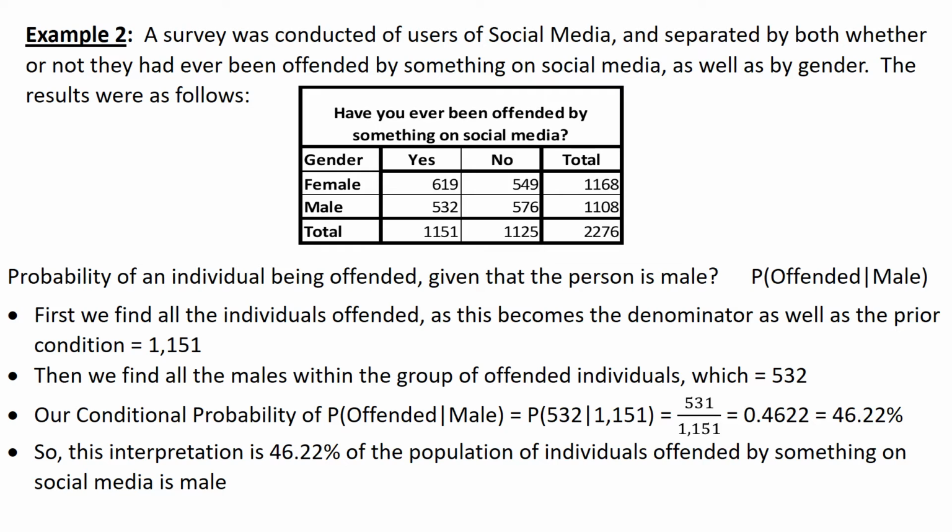So if I want to know the probability of being offended, given that the person is male, first, what I want to see is how many people were offended. Well, in total, it's 1,151. You go to the yes, you've been offended, straight down the very bottom, the total is 1,151. Now, how many males are there? It's 532. So the probability of being offended, given that the person is male, would be 532 out of 1,151. And that's 46.22%. So we can say that 46.22% of the individuals offended by something on social media are male.